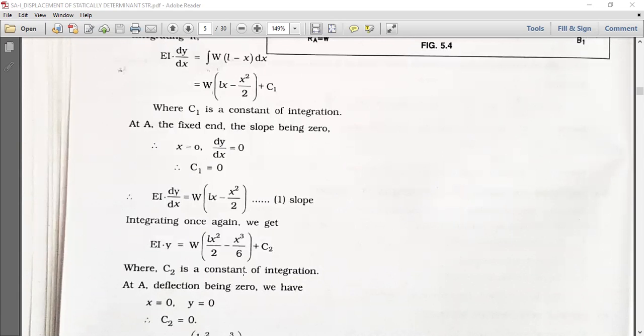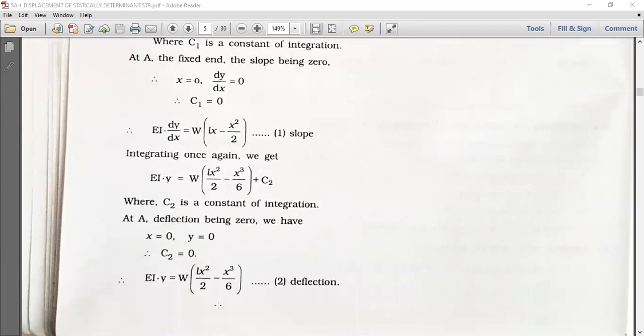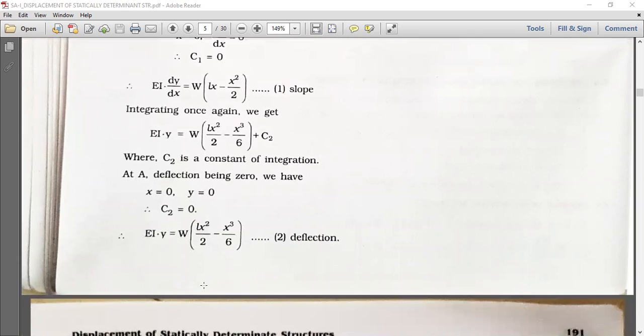To get the deflection, we have to integrate it again. EI y is equal to W(Lx²/2 minus x³/6) plus C2, where C2 is the integration constant for the second integration. For deflection at point A, we have x equal to 0 and y equal to 0, so C2 is equal to 0. So EI y is equal to W(Lx²/2 minus x³/6), which is the equation of deflection.